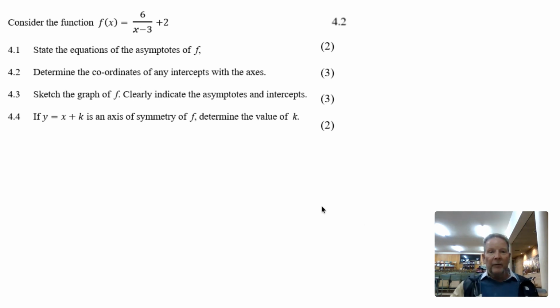Let's look at this hyperbola here. There's the function. This looks pretty straightforward: 6 over x minus 2 plus 2. State the equations of the asymptotes. Well, that's pretty straightforward. The vertical asymptote is x equals 3, the opposite of this number, and the horizontal one is y equals 2. So you need those equations. Easiest 2 marks in the exam if you just know your work there.